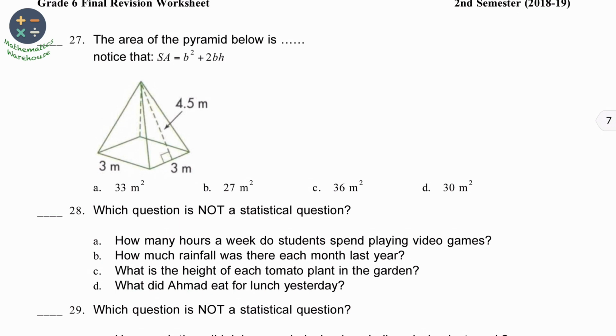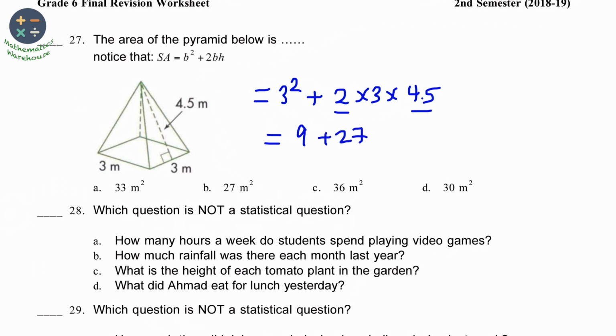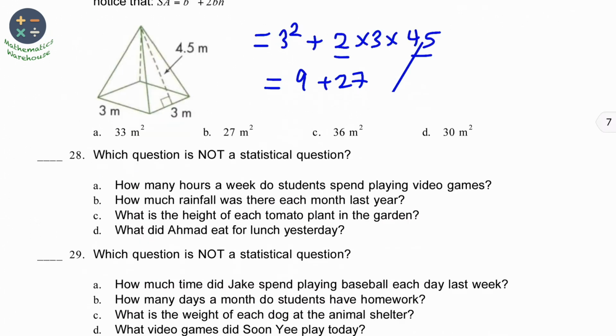Next question, the area of the pyramid below is what? As we know, surface area of the pyramid is square B, which is base of pyramid, plus 2BH, which is 2 times base of pyramid times height of one face. Let us apply this rule, the given rule. So the base here is 3, so equals 3 squared plus 2 times 3 times 4.5. 2 times 4.5 is 9, times 3 equals 27. So now it's 9 plus 27, which is 36 square meter. The answer is C.